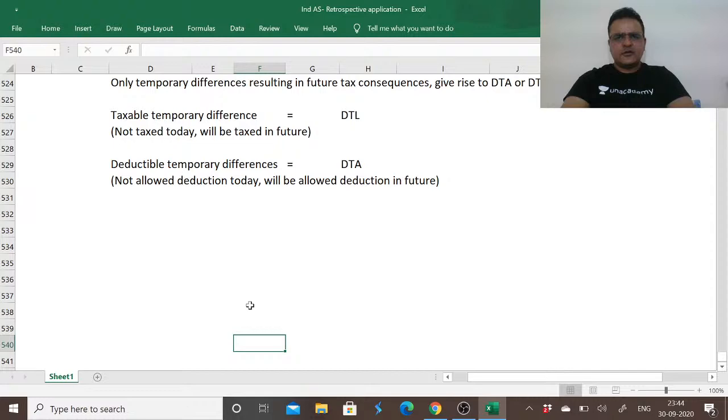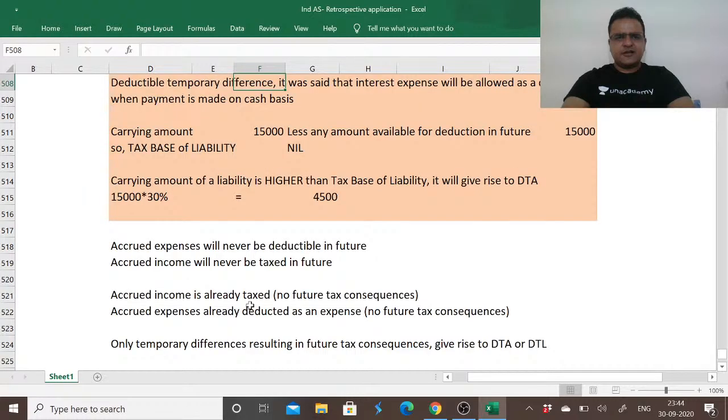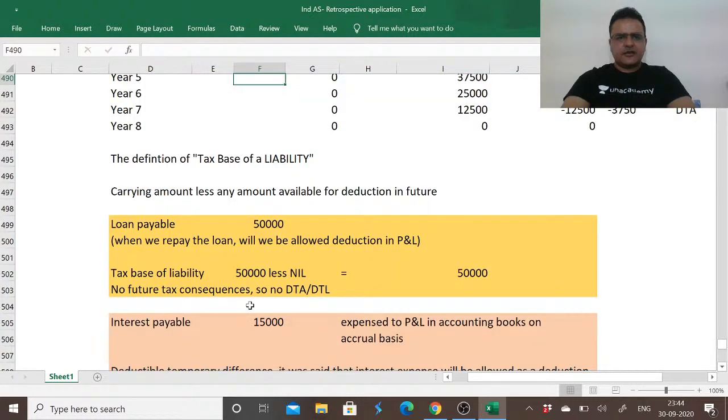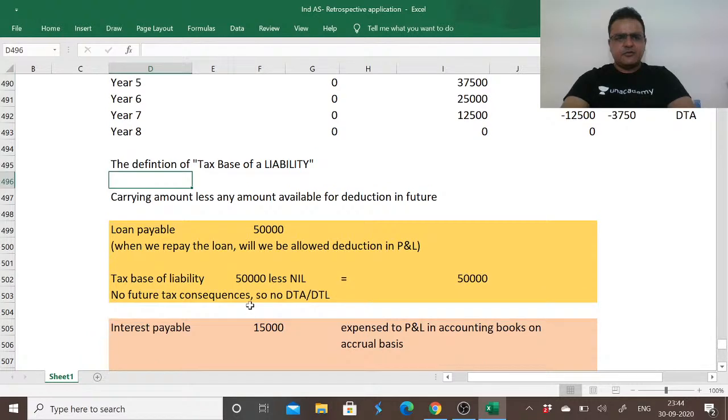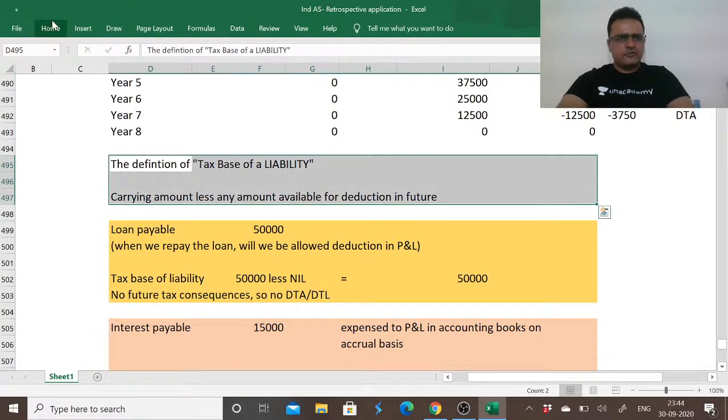So as I said, tax base of liability is slightly different. It is carrying amount less any amount available for deduction in future. This we need to be careful of.